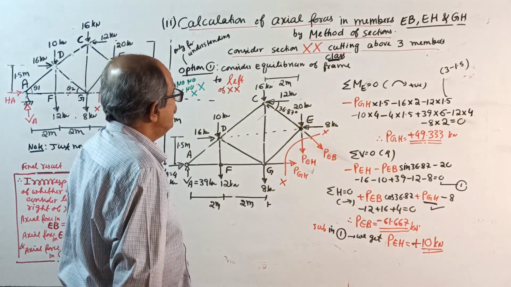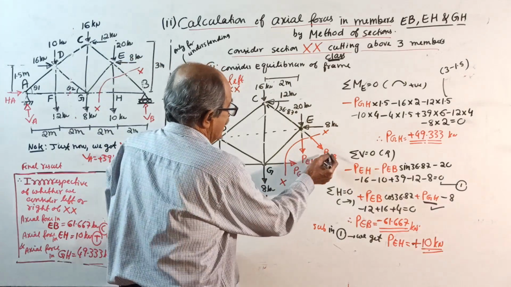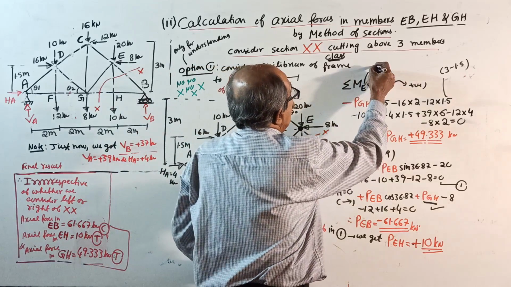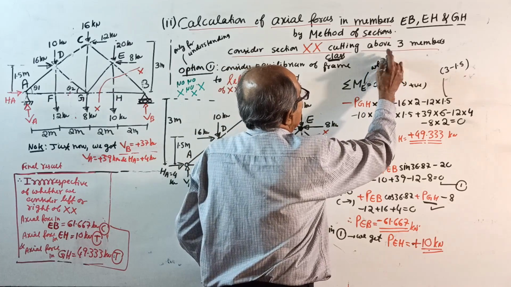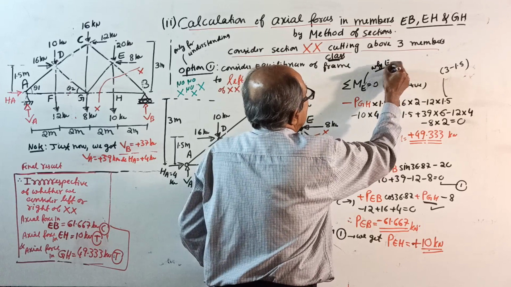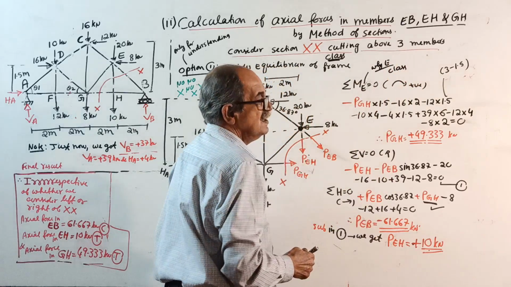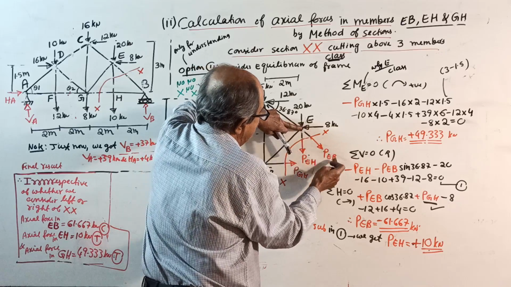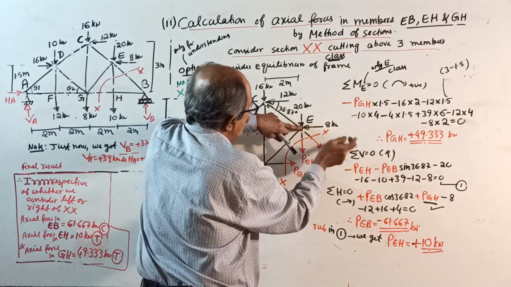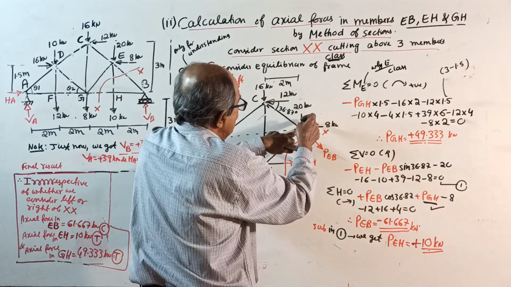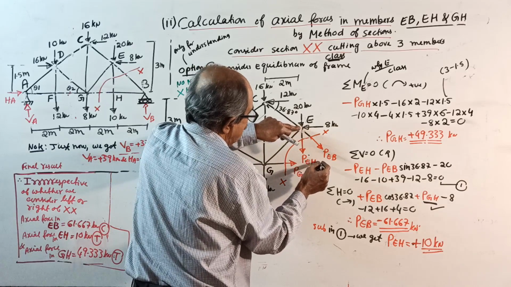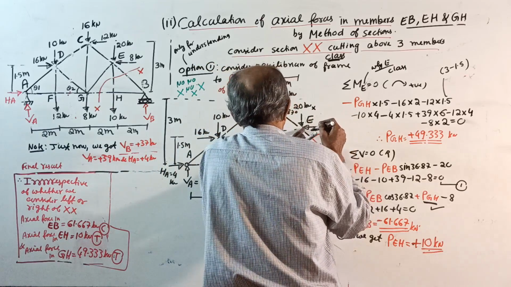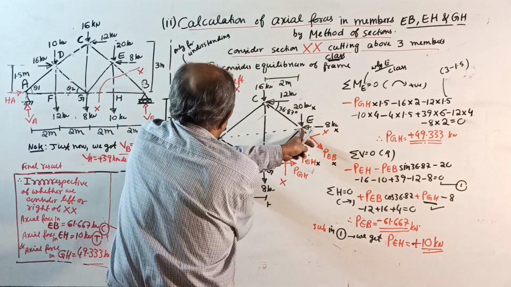Take moment about which point? Among the three unknowns, two unknowns are meeting at E. So moment about E. Why E? Told in the class. Now start, see correctly. If you take moment about E, PEB into 0, PEH into 0, 8 into 0, 20 into 0, and that 16 also into 0.